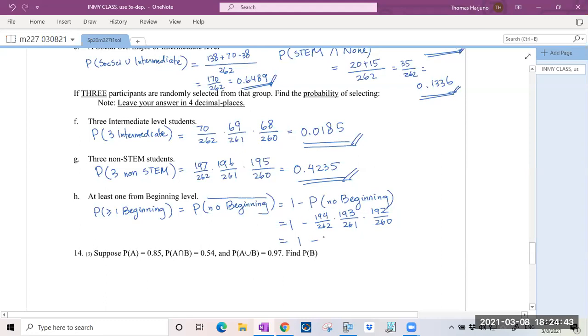I get 1 minus 0.4043, which will be 0.59566. Now that's for number 13, compound events. The last question, number 14. That's the inclusion-exclusion formula, right? Let me just go ahead and do that.